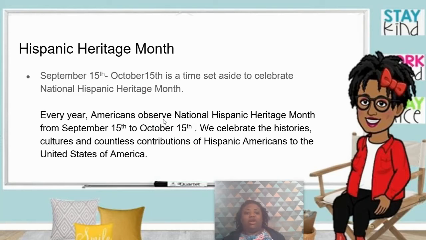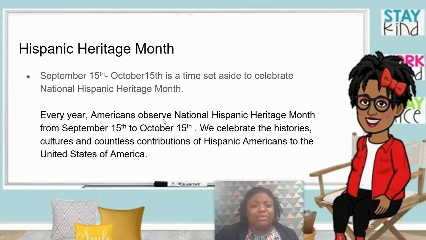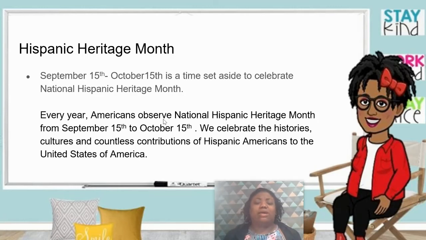Now, every year, Americans observe National Hispanic Heritage Month from September 15th to October 15th. We celebrate the histories, cultures, and countless contributions of Hispanic Americans to the United States of America. Now, we don't learn about Hispanic Americans only within this set amount of time, but this time is specifically set aside for us to highlight and to emphasize and to celebrate them. But we should learn about different people from different cultures all the days of the year, right?